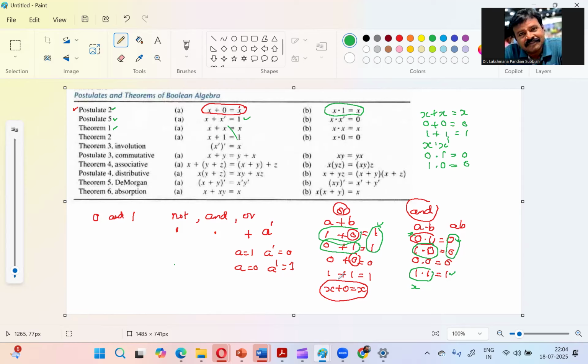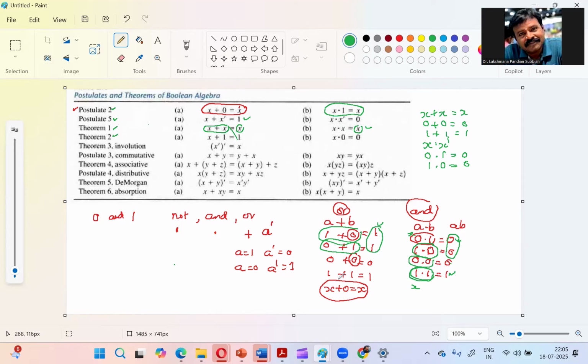So that is here. x plus x is next. x dot x is x. x dot x is x, right? So x dot x: if x is 1, 1 dot 1 is 1; if x is 0, 0 dot 0 is 0. The result is the corresponding x. So that is here x dot x. So theorem 1 is here the same input in an operation, right? Input is the same, for the OR operation as well as the AND operation, the result is the same input.